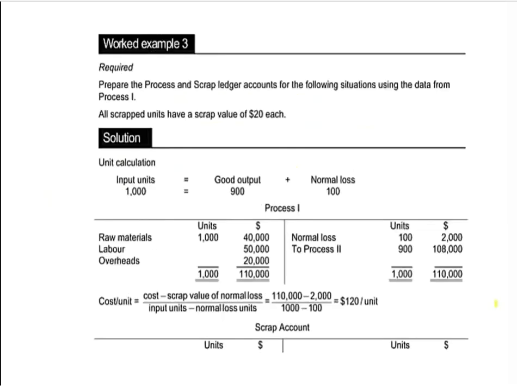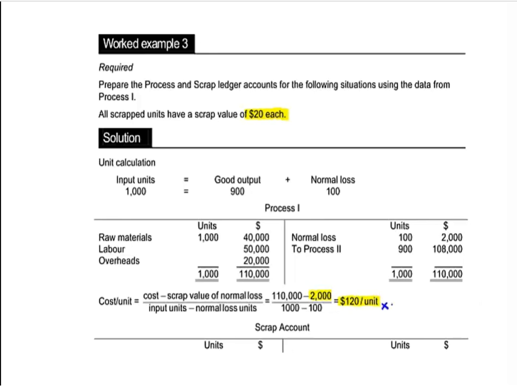What we're going to see now then is another extension to the worked examples we've been using so far, which is a value of all of the scrapped units of $20. So the normal loss then is worth $20 per unit, and we have 100 units. So the scrap value of our normal loss is $2,000, which means that our input costs are $108,000 divided by the 900 expected units of output to give us a cost per unit of $120.